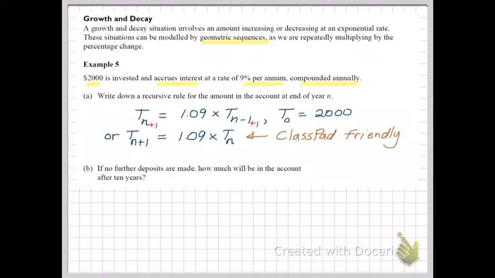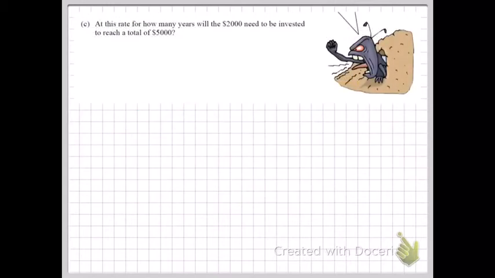Part B, if no further deposits are made, how much will be in the account after 10 years? So once you've entered this into your ClassPad, look up T10 and you'll get the answer. Part C is easily done. You just look up your table on your ClassPad to see when the value reaches $5,000, and you'll discover it takes 11 years to accrue enough interest to reach $5,000.